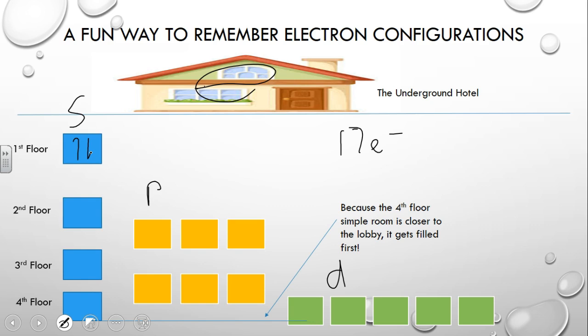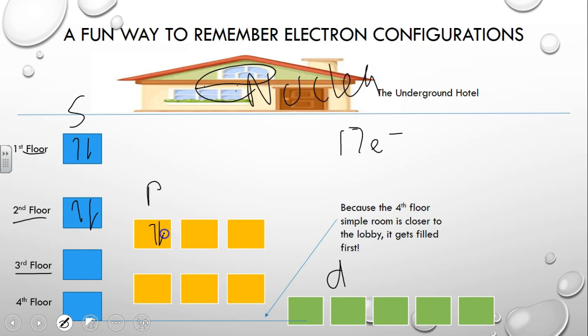Okay? And then, let's see. So there's 2. We put 2 in there, so that means we have 15 more to go. So now we go to the 2s, because we have to go closest to the lobby. And then once we have the 2s, what's the next closest to the lobby? Regardless of what floor it's on, remember, regardless of what shell we're in, whether we're in the first shell, the second shell, or the third shell, we want to go closest to the nucleus. The lobby is the nucleus, right? It's kind of neat. Okay, so now we're going to go here.